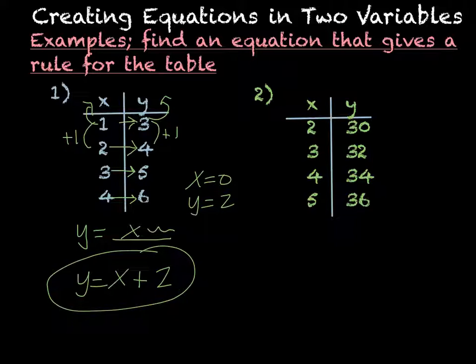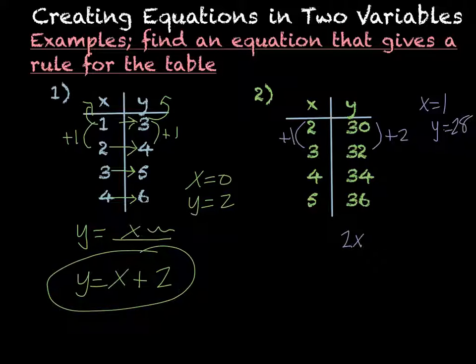The next one, we have x 2, 3, 4, 5, y 30, 32, 34, 36. So this time, if we use the same idea, we notice that these go up by 2, and this one goes up by 1. So that means that somehow we're going to have to take our x times 2, because that's how we're going to get that. So if we go and find when x is 1, if we go back 1, these are going up by 2, so if we go back 2, y is 28.